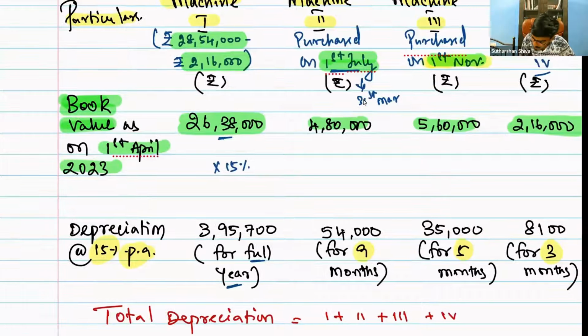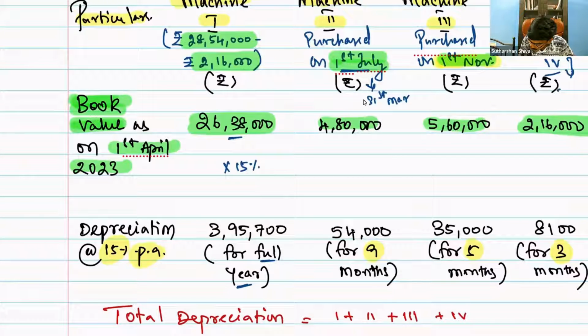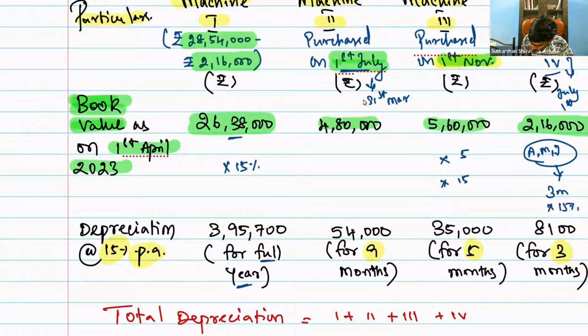How this 3 months, sir? Because this asset is sold on July 1st. So April, May, June, this 3 months will be there. So for the 3 months, we will charge 15%. For 5 months, we will charge 15%. For 9 months, we will charge 15%.